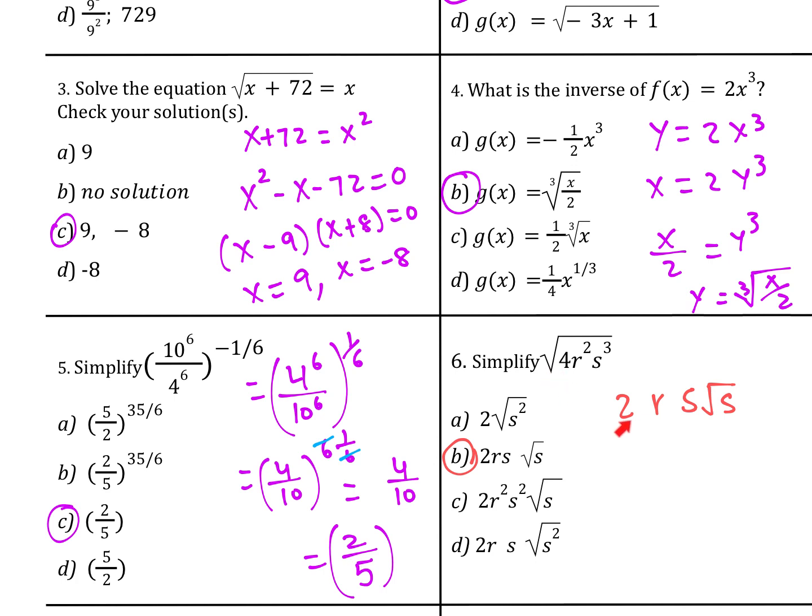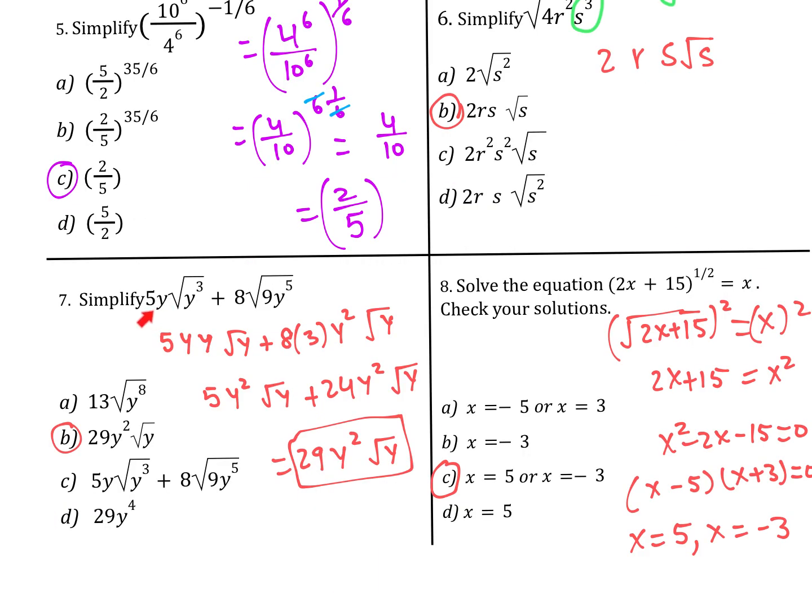Square root of 4 is 2. Square root of r squared is r. And this s, change this s to the power 3 as s squared times s, which means square root of s squared is s, and this s remains inside of the radical symbol.